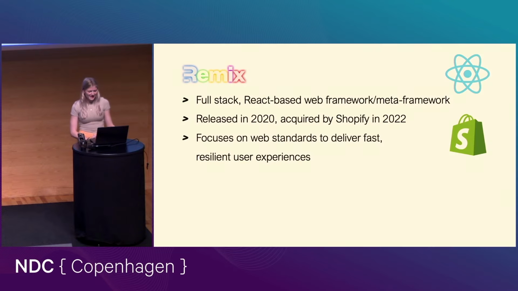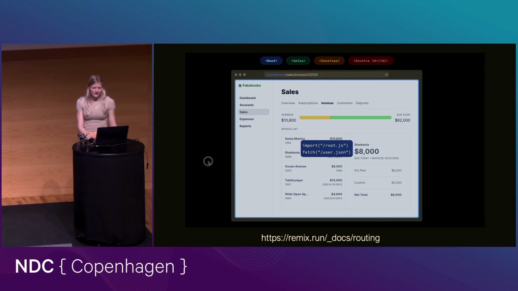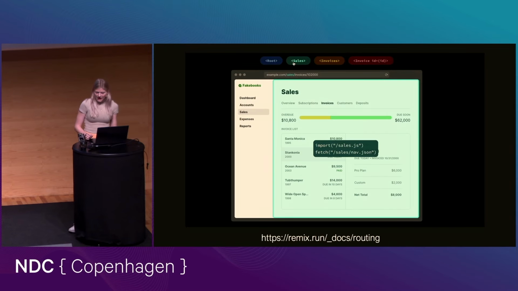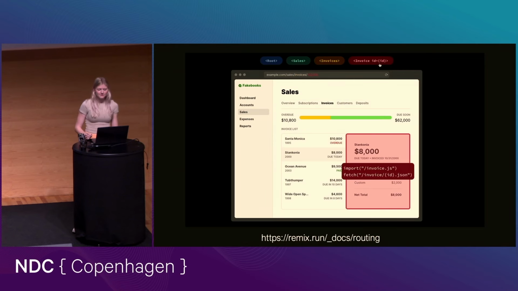Anyway, Remix was released in 2020 and was acquired by Shopify in 2022. And it's really easy to get into and start building apps in a way that feels native to the web. It aims to allow you to focus on the user interface and work back through web standards to deliver fast and resilient user experiences. And way back when it was released, it presented solutions to problems that were not yet solved in other frameworks. By now, a lot of these features are already very standard in most frameworks, and we also see it coming in React 19. For example, their approach to nested routing was a big deal when this framework came out.